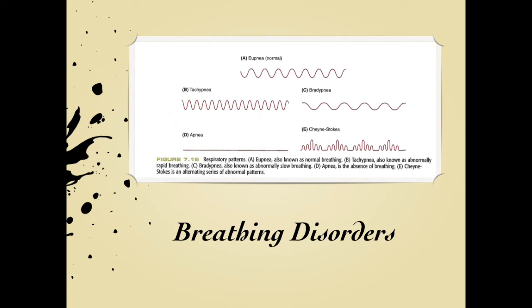Tachypnea is an abnormally rapid rate of respiration, usually of more than 20 breaths per minute. Tachy is a prefix meaning rapid, and pnea means breathing. Bradypnea is an abnormally slow rate of respiration, usually of less than 10 breaths per minute. Brady is a prefix meaning slow, and pnea is a suffix meaning breathing.